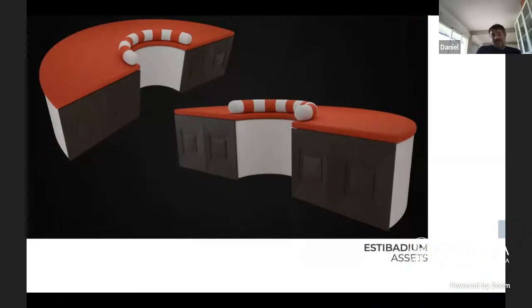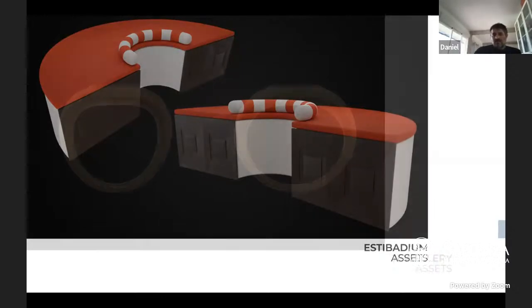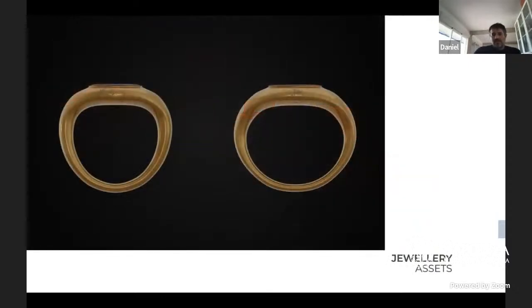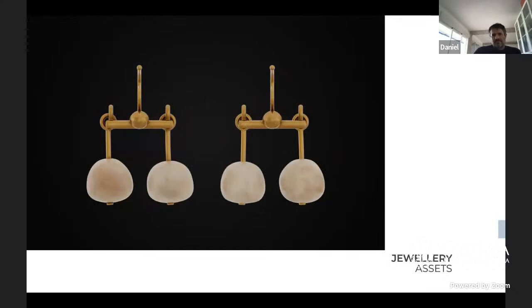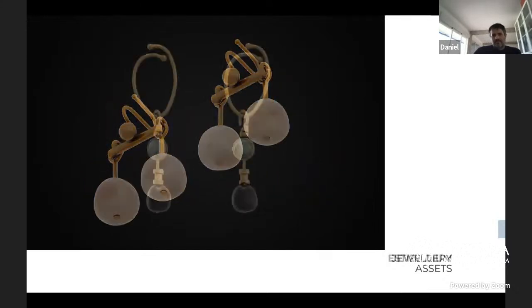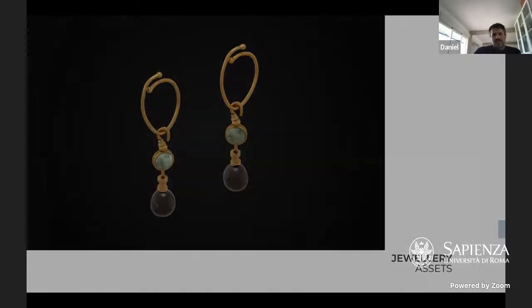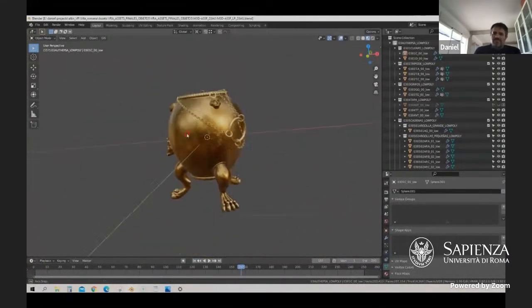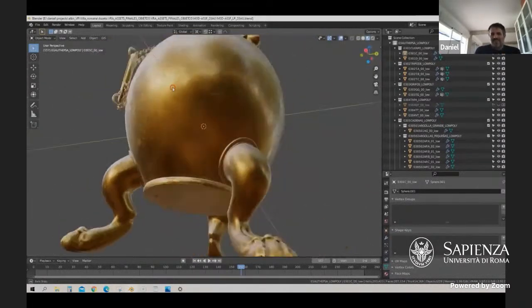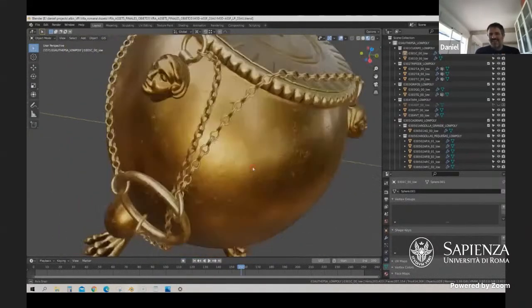This is the stibadium, this huge half round table in the oecus, just to show you some other assets modeled during the project. Some pendants. Okay, this is just a sneak peek of how things are modeling inside Blender.